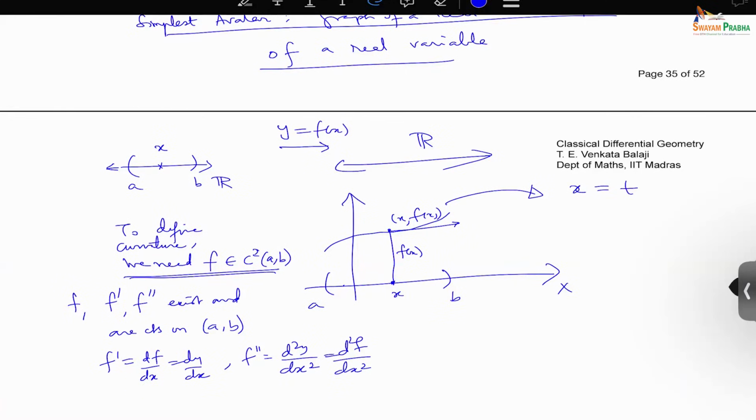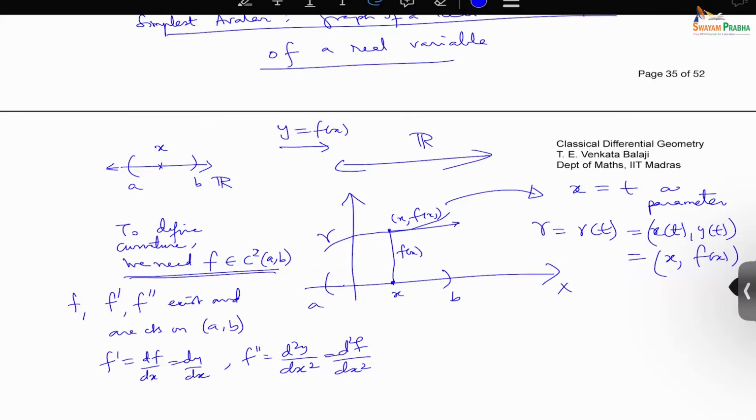The second condition is that I want a non-vanishing tangent vector at every point. So what is the tangent vector at this point? What I want you to understand is that here you can take x itself as the parameter t. So this gamma can be written as gamma of t equals x(t), y(t), where this x(t) is actually your x and y(t) is actually f(x). You see that x itself is a parameter.